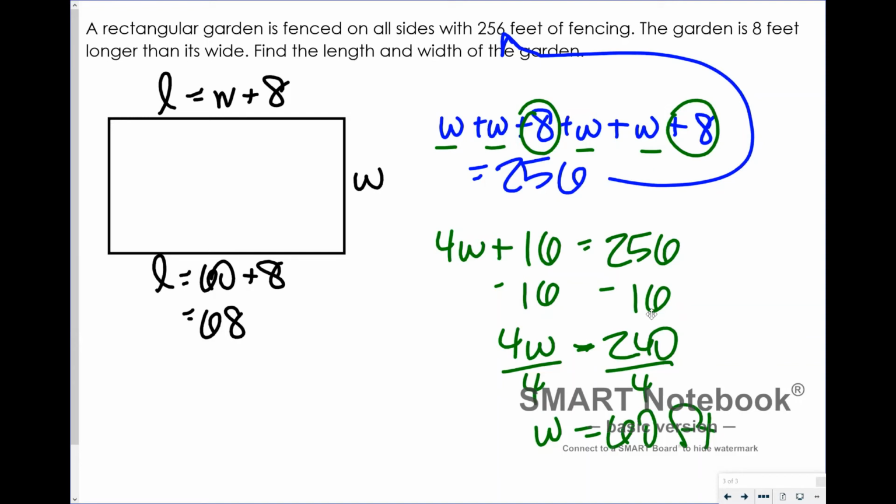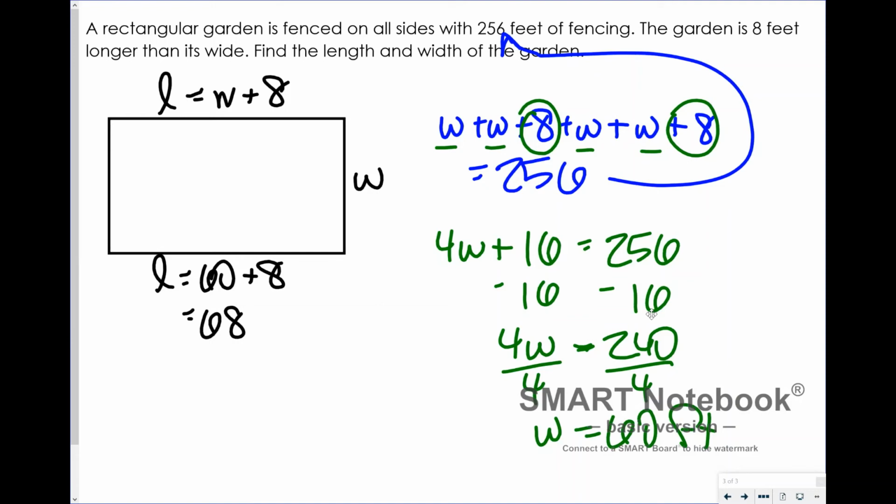Where you guys see that I have the length, our length is equal to W plus 8, okay? Because we need to find our width. So you have W plus 8 plus W plus 8. You have to do it 2 times because we're doing it on all sides. It says all sides, okay? And that gets me 256 when I do this.